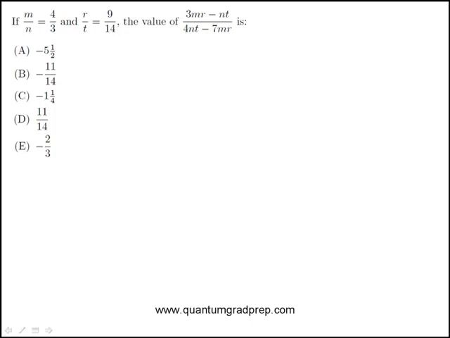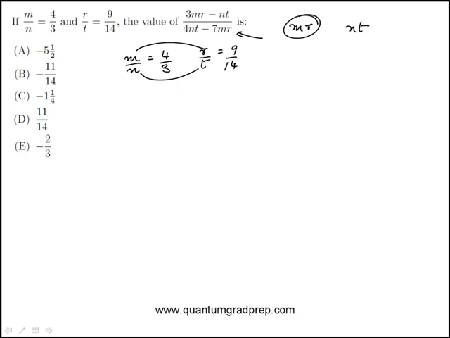So here we're given a ratio of these two quantities, mn and r and t, and we're asked to evaluate this expression. So first thing we notice is that we have these terms mr and nt, and if we look here, mr is the product of those two terms and nt. So I know that if I multiply these two equations, and we can multiply a set of equations, I know that I'll create the product mr and nt.